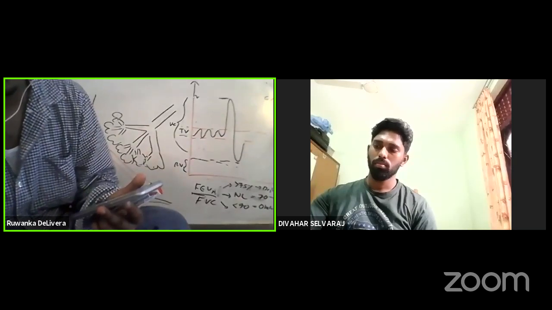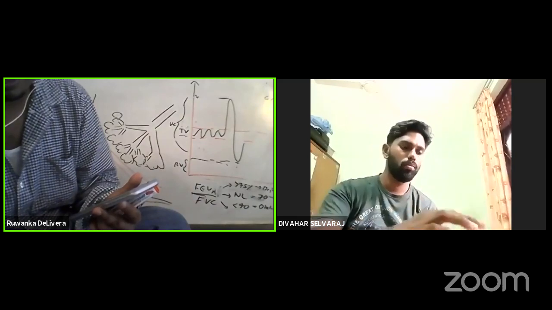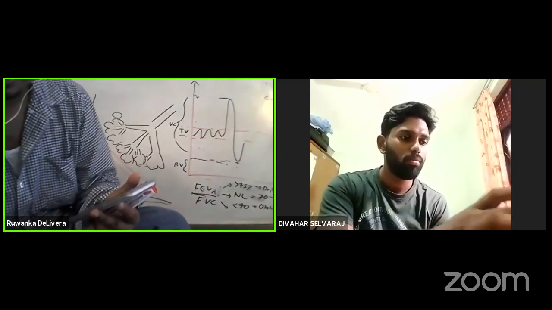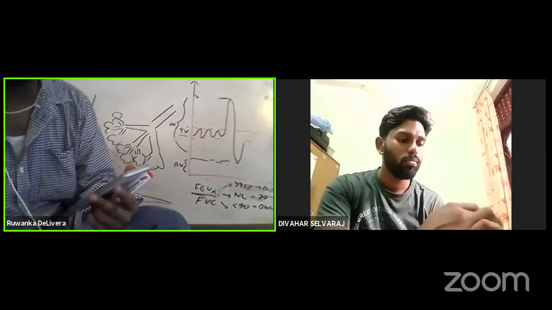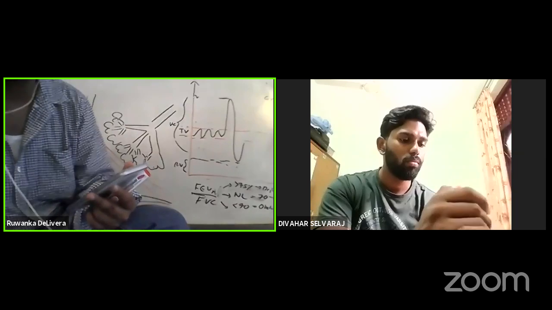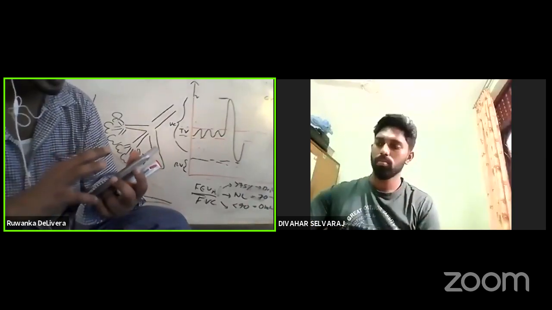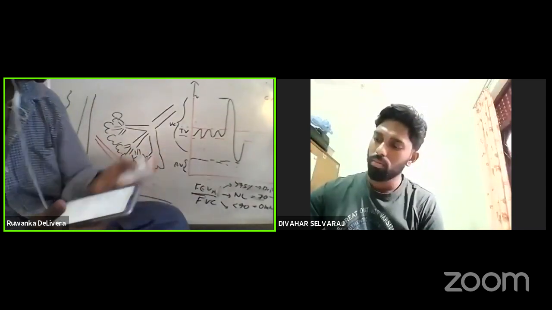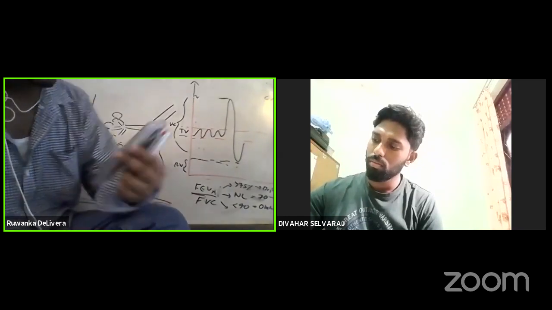Very simple. If you can do rough calculations a little, it's possible, right? So 3.5 divided by 4 multiplied by 100 is 87.5, right? 87.5. That means it's a restrictive pathology. Restrictive pathology. So what are the possibilities?